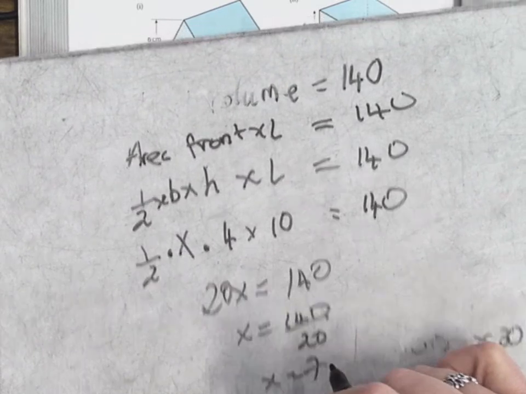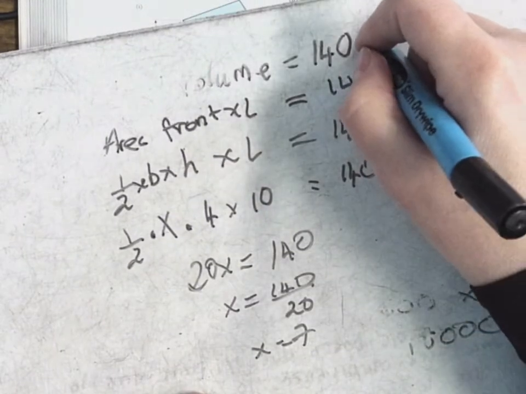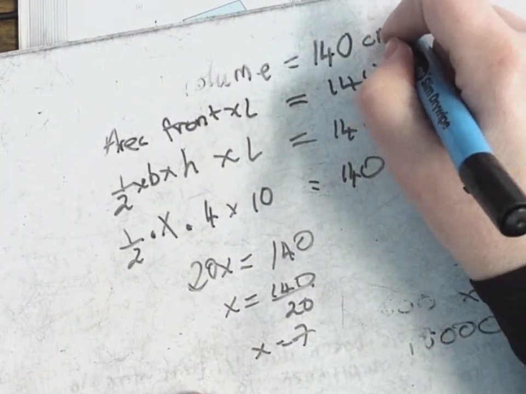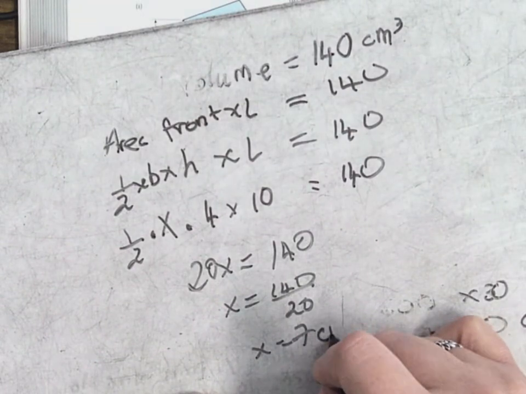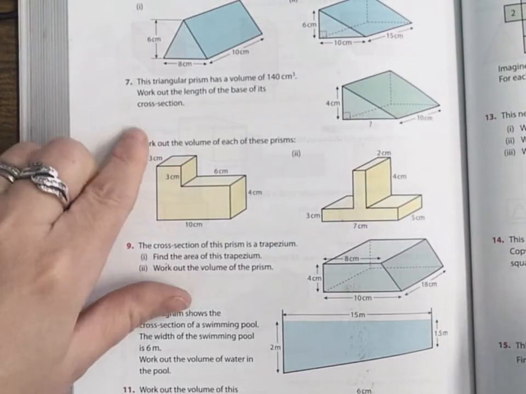Okay? And put a unit on it. The volume was in cm cubed. So that means the lengths are all in centimetres. Is that okay? Yeah. That's number 14. Or no, it's not. It's number 7.